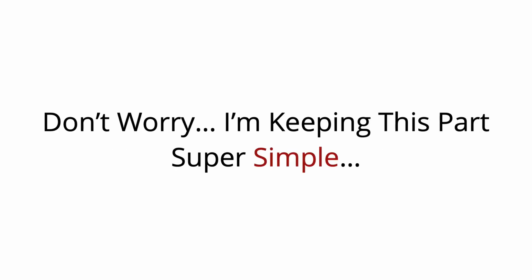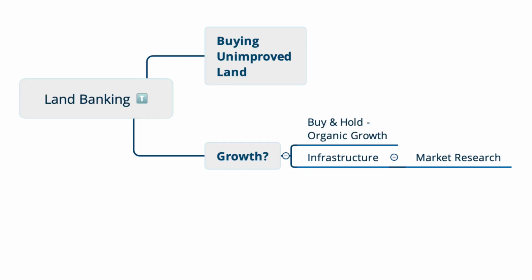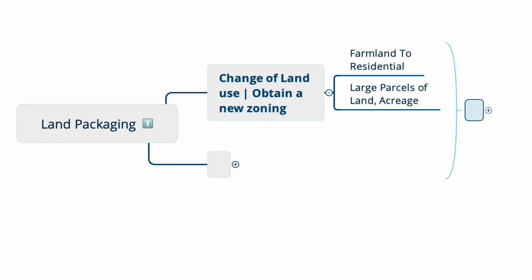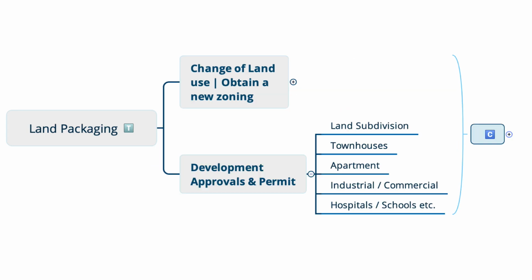Don't worry, I'm gonna keep this part super simple. Land banking: you buy unimproved land, and to achieve growth, you either hold it or, listen to this, you do your market research to follow demand and infrastructure spending, and then get a permit that meets that demand. Land packaging: simply put, you add value to land, package it, and on-sell. This strategy is normally used for larger parcels of land, yet extremely profitable for small and medium projects as well.